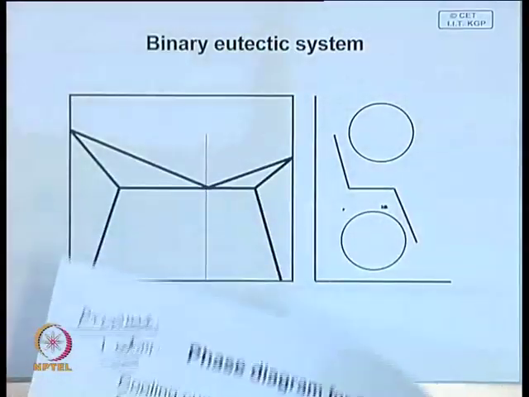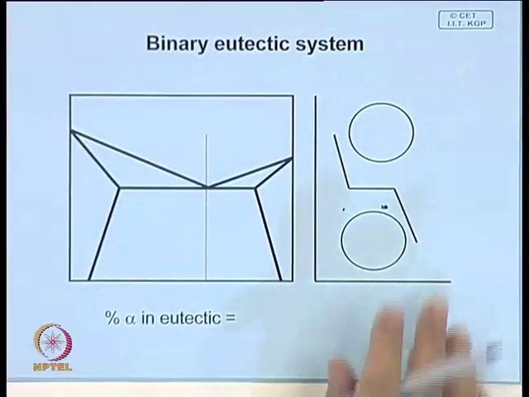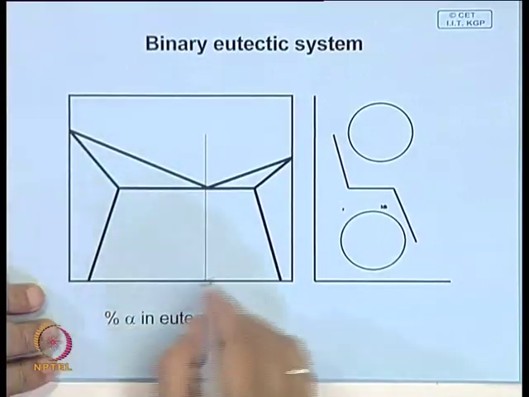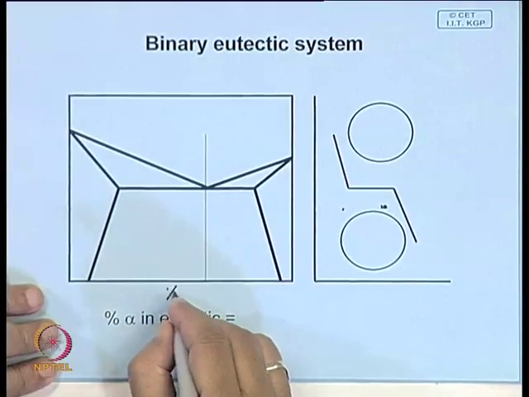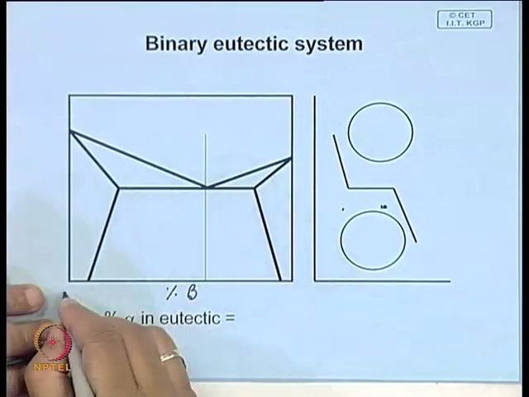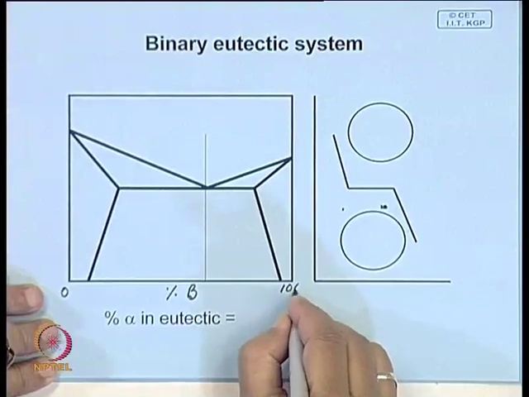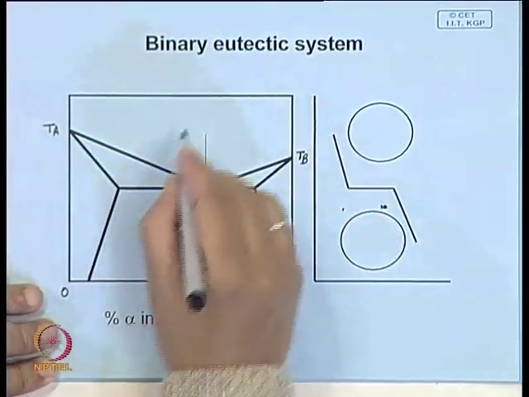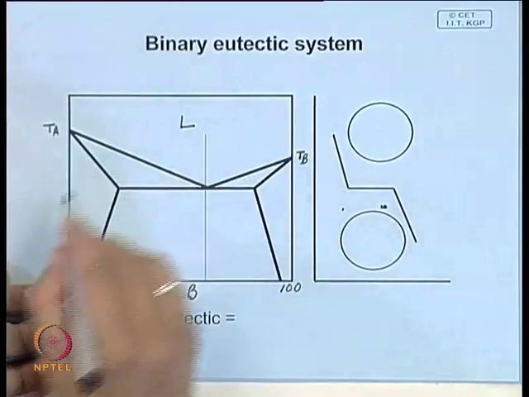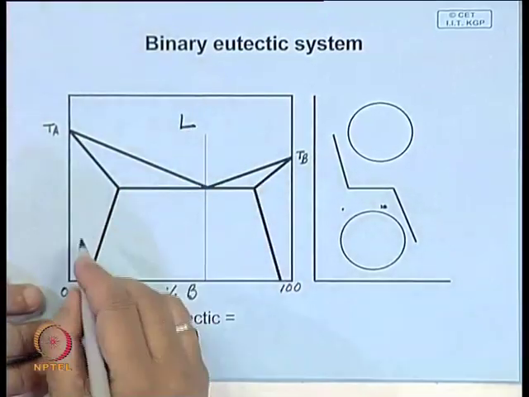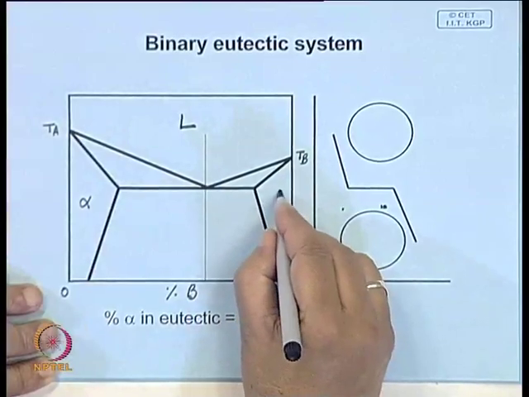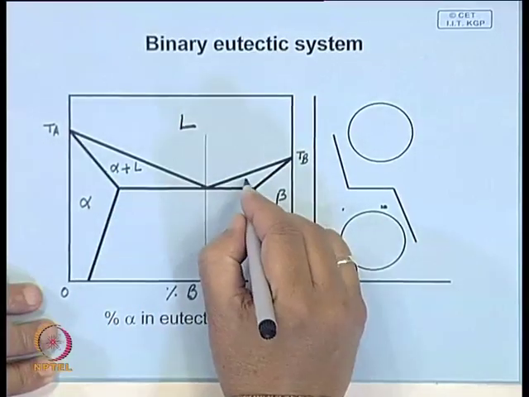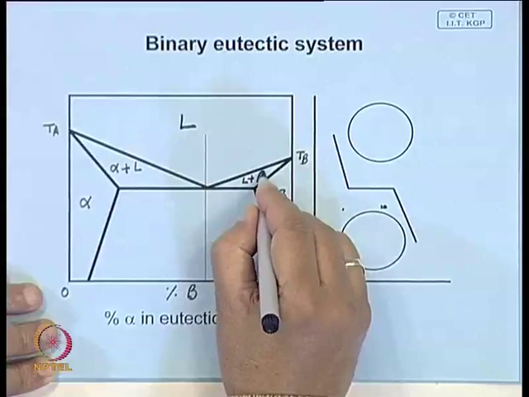Now, let us look at this diagram once again. Here this is percentage B, here this is 0 B, this is 100% B, this is the melting point of A, this is the melting point of B. If you label the diagram, here the stable phase is liquid, here the stable phase is alpha, here it is beta. In this region it is alpha plus liquid. In this region it is liquid plus beta.